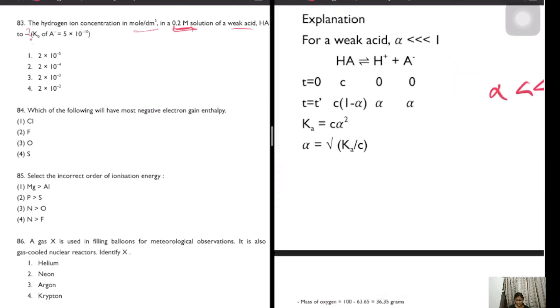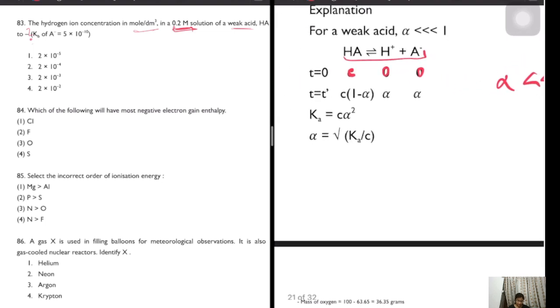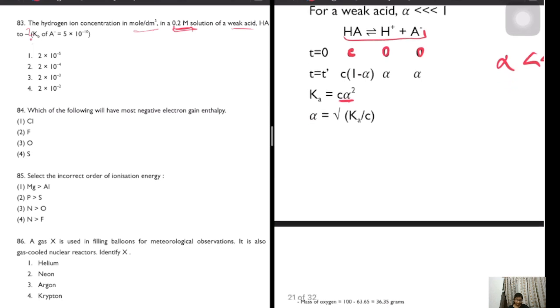Now let us see. This is the reaction given. At time 0, we had our reactant and no product was formed. But after some time, we got alpha product. Let us suppose alpha is the amount dissociated. And so it would be C minus C alpha, or we can write it as C(1 minus alpha). Now, since alpha is very much less than 1, Ka would just be C alpha square. So it would just be C alpha square.